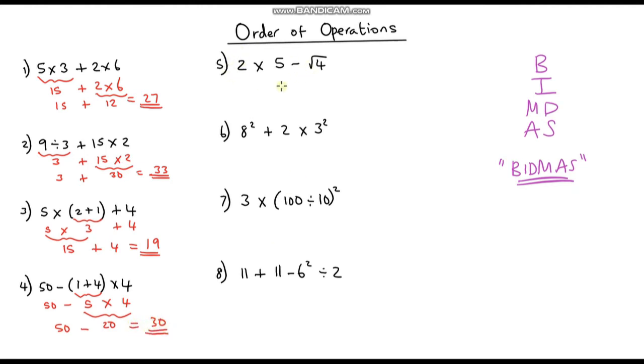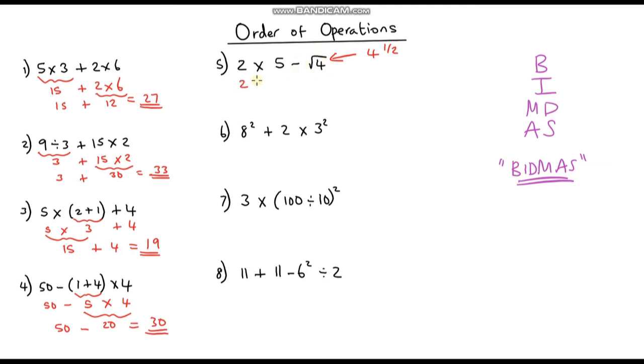Now for question number 5, we don't have brackets, and you might be thinking, well, we don't have any indices, but we actually do. This here, instead of writing the square root of 4, we could also say that is 4 to the half power. Okay, that's another way of saying the square root of 4. So actually we would count this as an index. So we would evaluate this first.